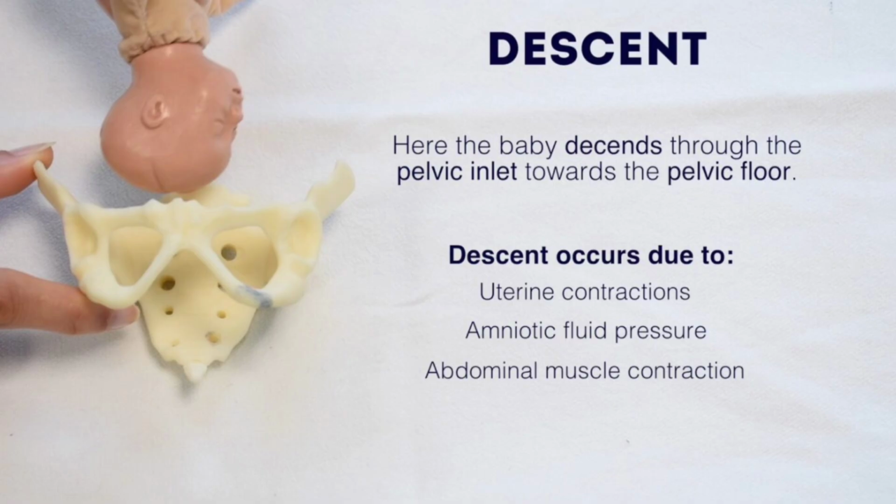So first, moving to the mechanism of descent. Our first mechanism is descent. Three main reasons are there for descent. The first one is uterine contraction. The second one is amniotic fluid pressure. The third one is abdominal muscle tone. The abdominal muscle tone increases during labor. So this is all about the descent.